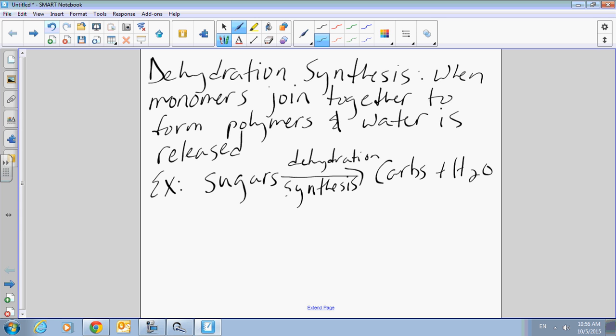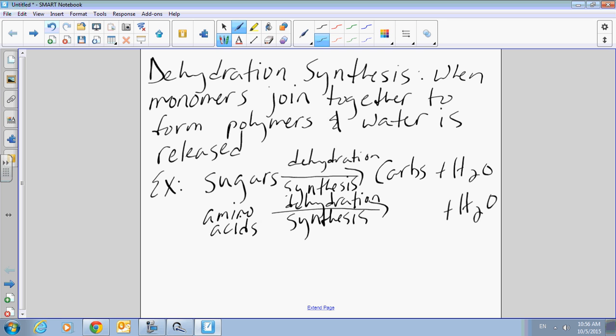And we could do this for all four of the molecules. Say we have amino acids. They undergo dehydration synthesis. What would be the outcome? What would be the product? It's called dehydration. Why? Because water always is one of the products. And then if you join a bunch of amino acid monomers together to form a polymer, what do you get? A protein. We could keep going.